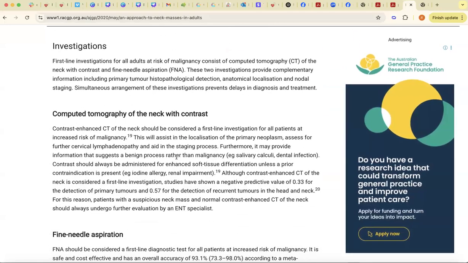So what is the investigation? For any head and neck lump, normally this is the approach. You start with first line investigations for all adults at risk of malignancy, consisting of CT of the neck with contrast, which we have done, and the FNAC. These two investigations will provide complementary information whether there is any cancer or not. All right, so that's your main thing for any neck lump.